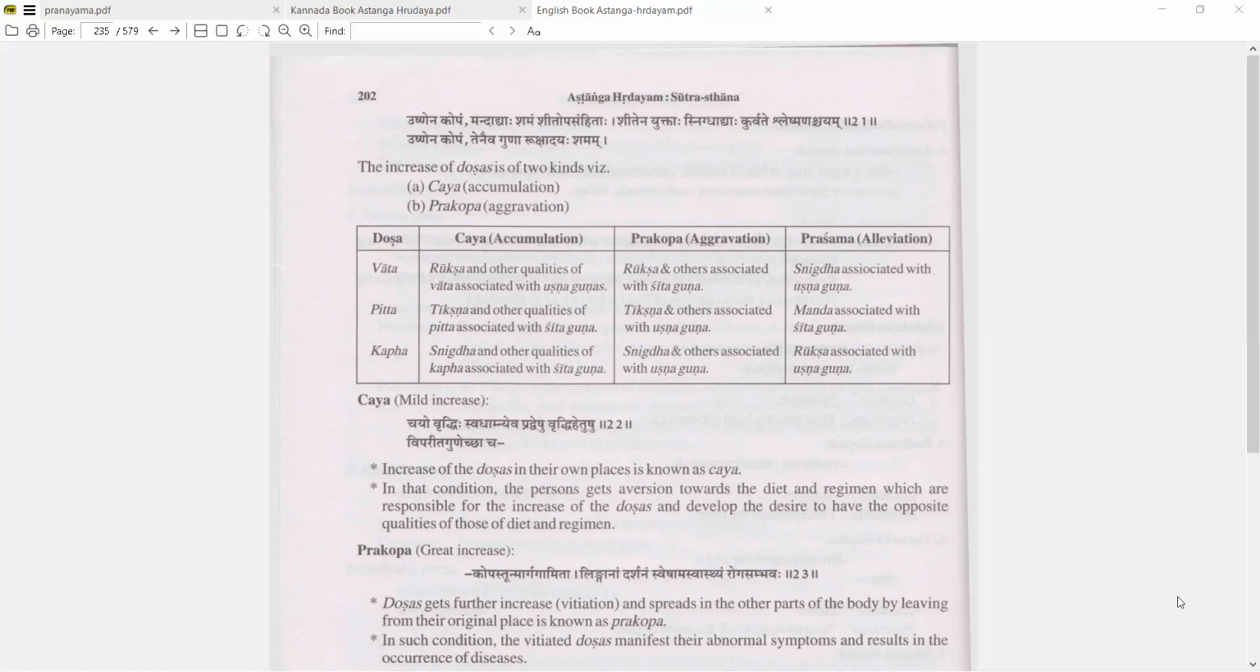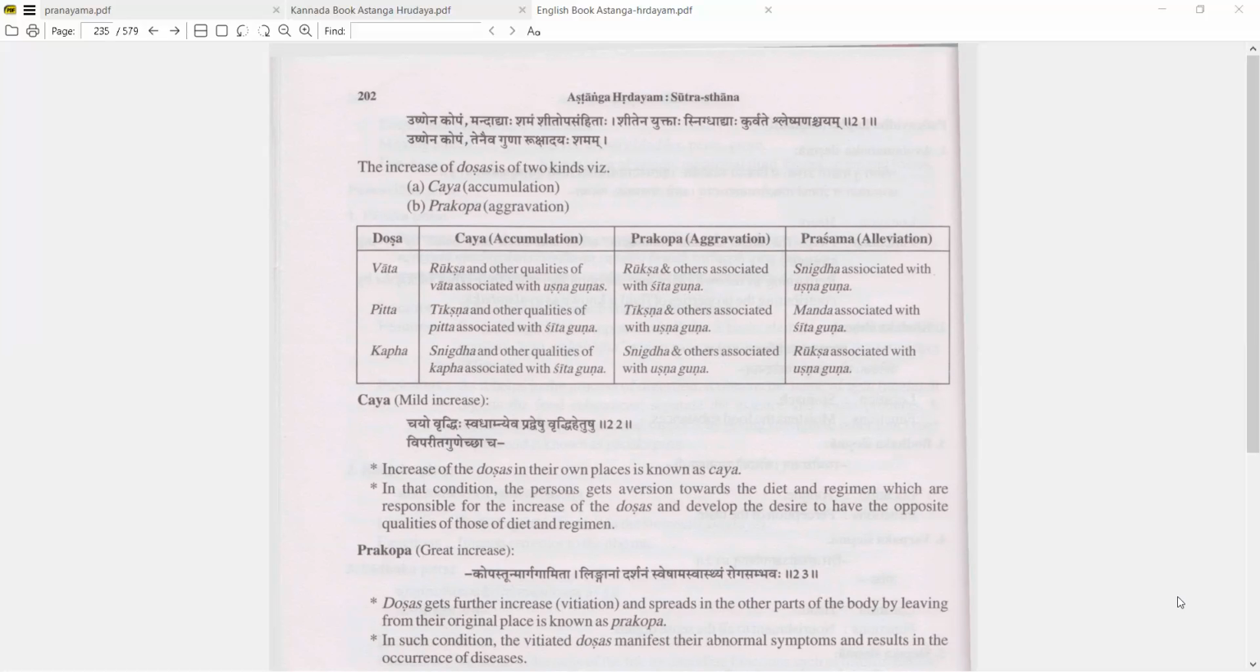So for Vata, ruksha and other qualities of Vata associated with ushna guna, when it gets aggravated, ruksha and other qualities associated with shita guna. Elevation happens when snigdha is associated with ushna guna. For Pitta, tikshna and other qualities of Pitta associated with shita guna, tikshna and others associated with ushna guna.